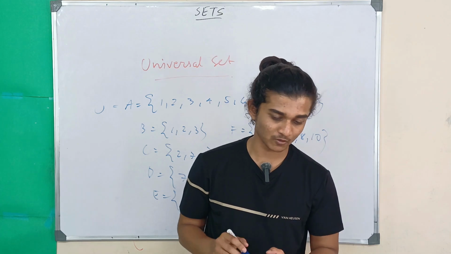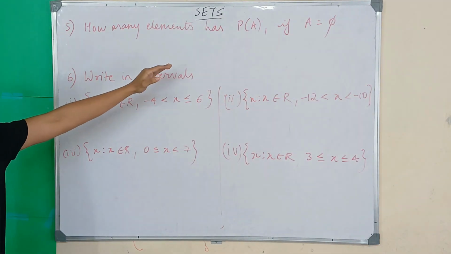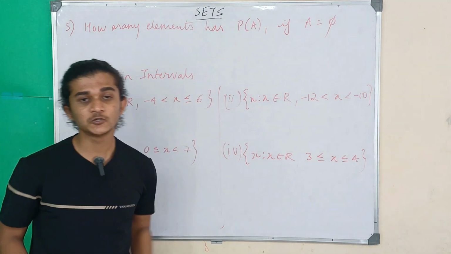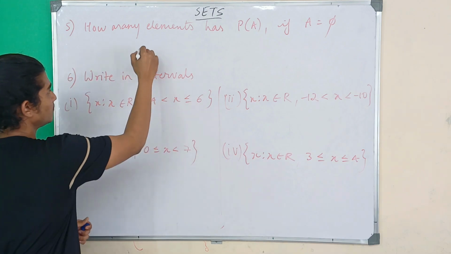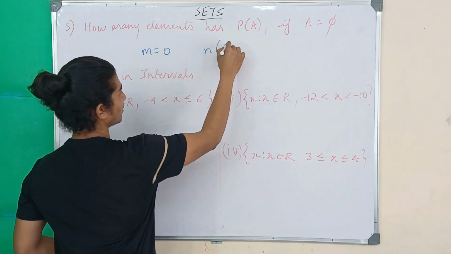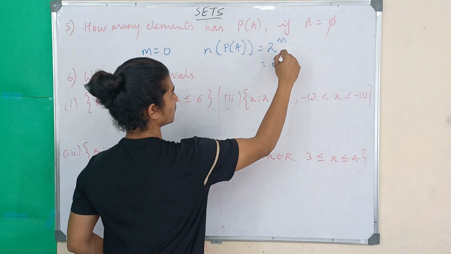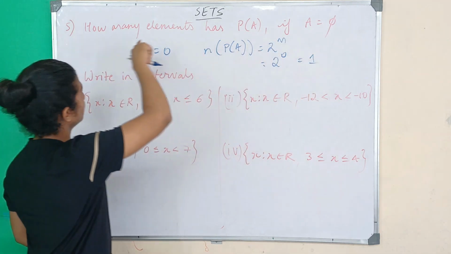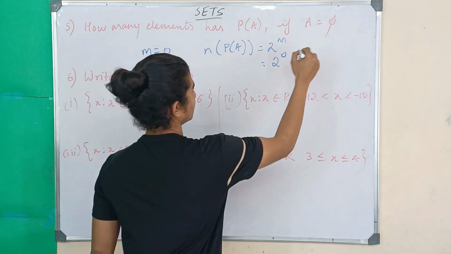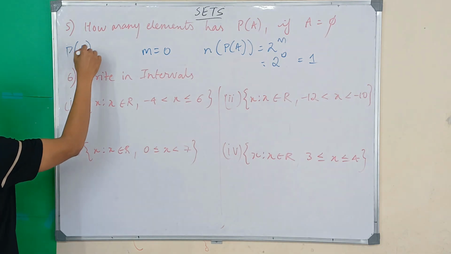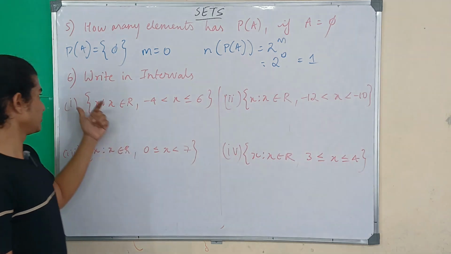Now let's try to solve the problems on that. The fifth problem of exercise 1.3 is: how many elements does the power set of A have if A is equal to an empty set? How many elements does an empty set have? 0. So m equals 0. The number of elements in a power set is given by the formula 2 power m. So if m equals 0, 2 power 0 equals 1. So the power set has one element, which is the empty set itself. If you want to write the power set of A, it's basically phi itself. So that's the answer. And the next one is write in intervals.